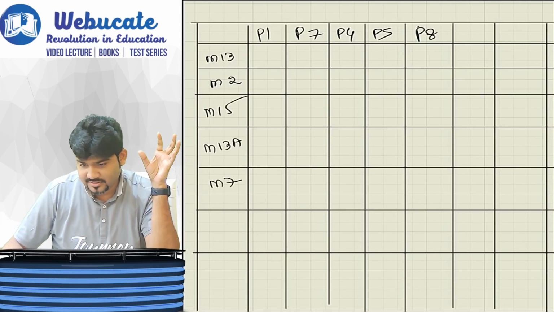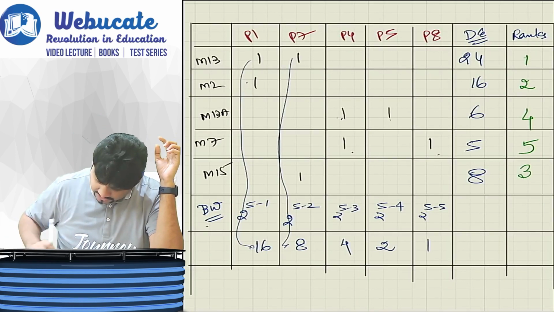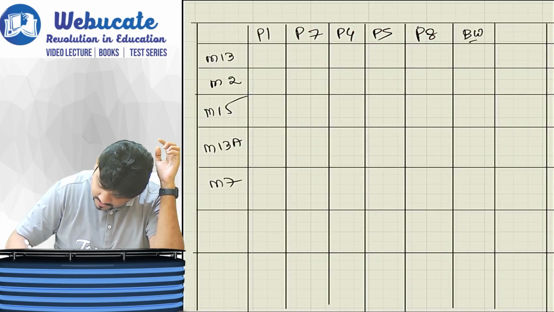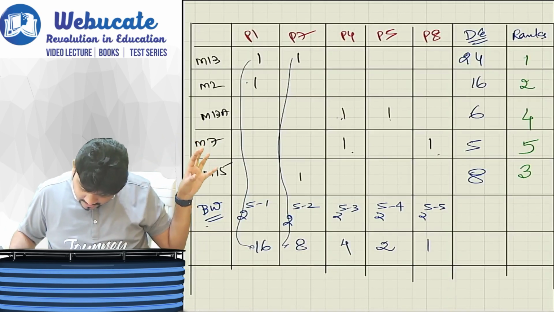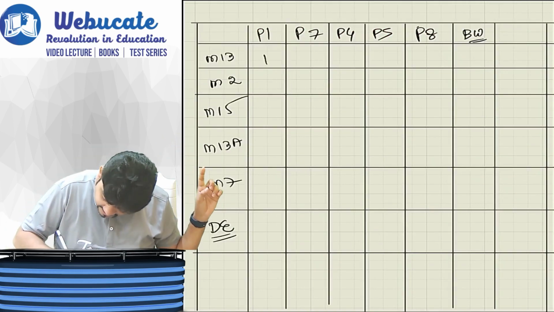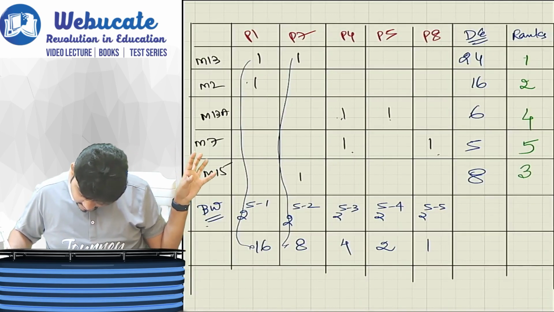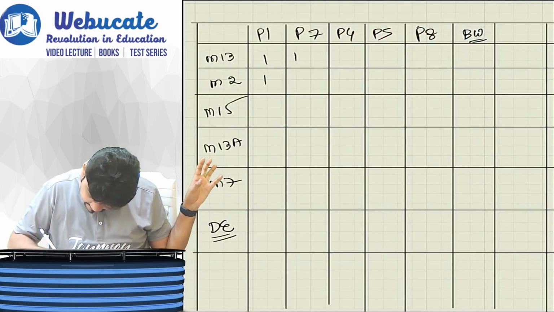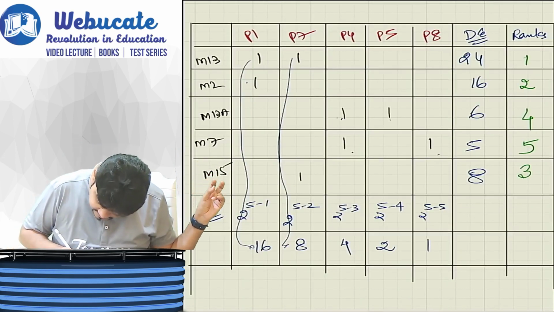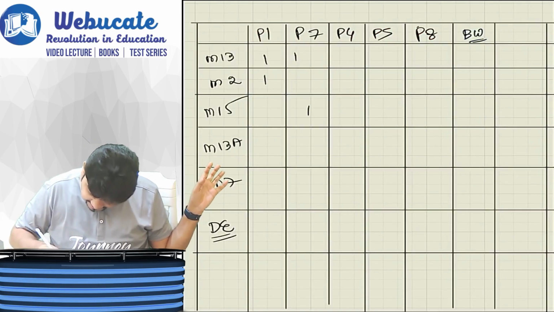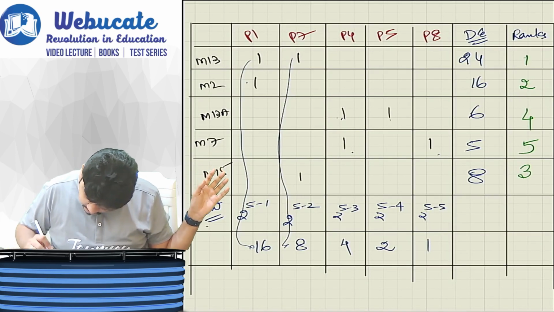Okay. So quickly, what do we do? First, BW. Last time BW was here, so now BW will be here. Then DE. Okay. Now let's do the numbering. 1 for M2, M15 is P7. See now, you have to be very attentive. P4, P5. At times you may make a mistake here. And P4 and P8.